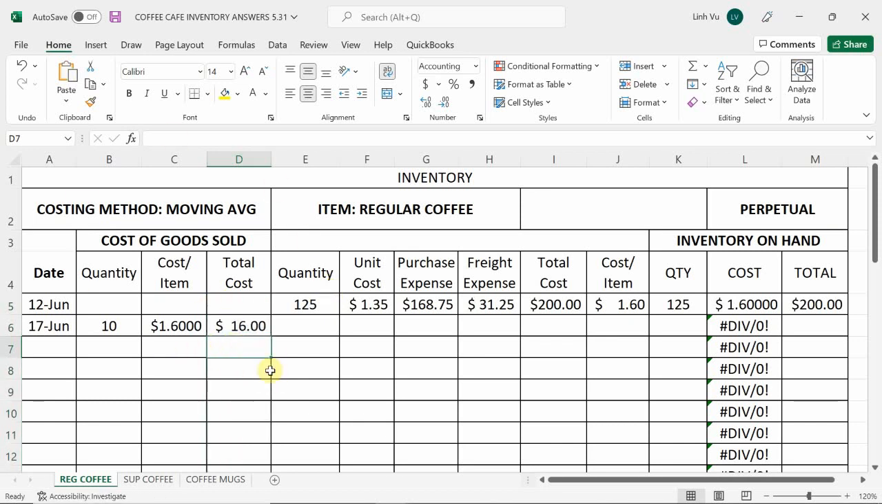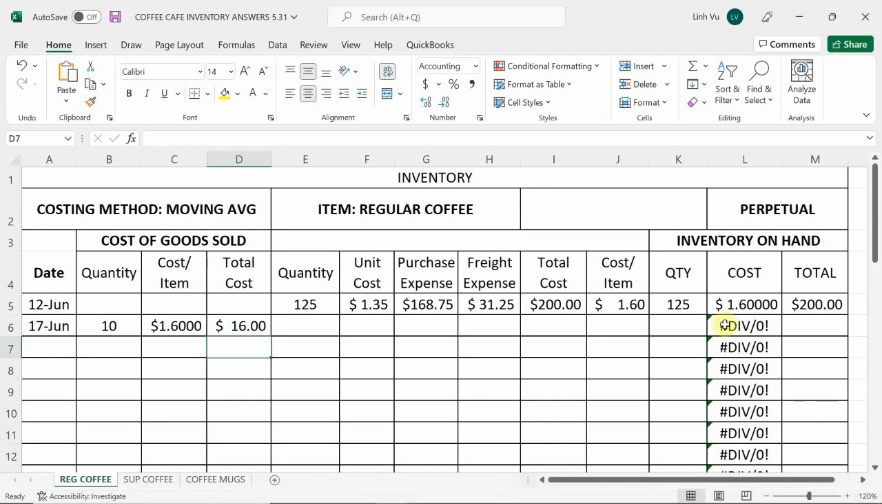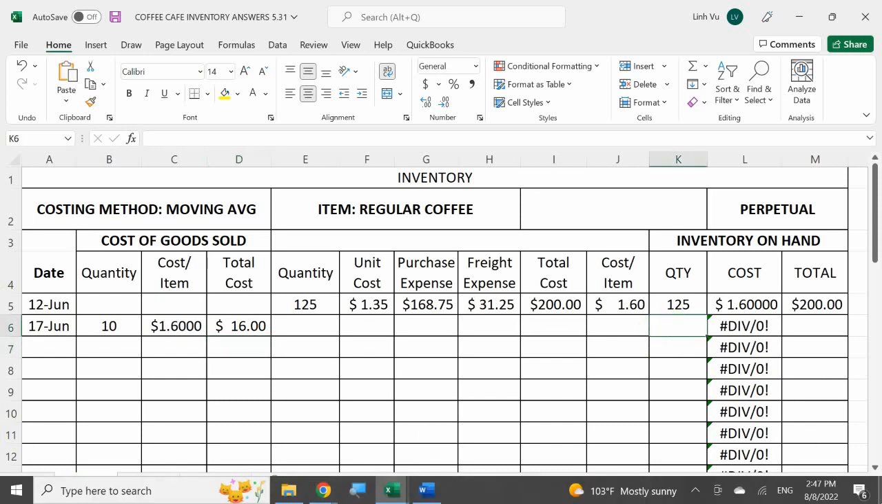Yes. That is why we're going to take it out of my inventory on hand, because right now it says I have 125 pounds. Is that true? No. So I need to take out my 10 pounds. So that means in this row, as of June 17, how many pounds should I have left? 115. So I'm going to go ahead and use my Excel spreadsheet to say 125 pounds is what I started out with. I just sold 10 pounds, so I should have 115 left.